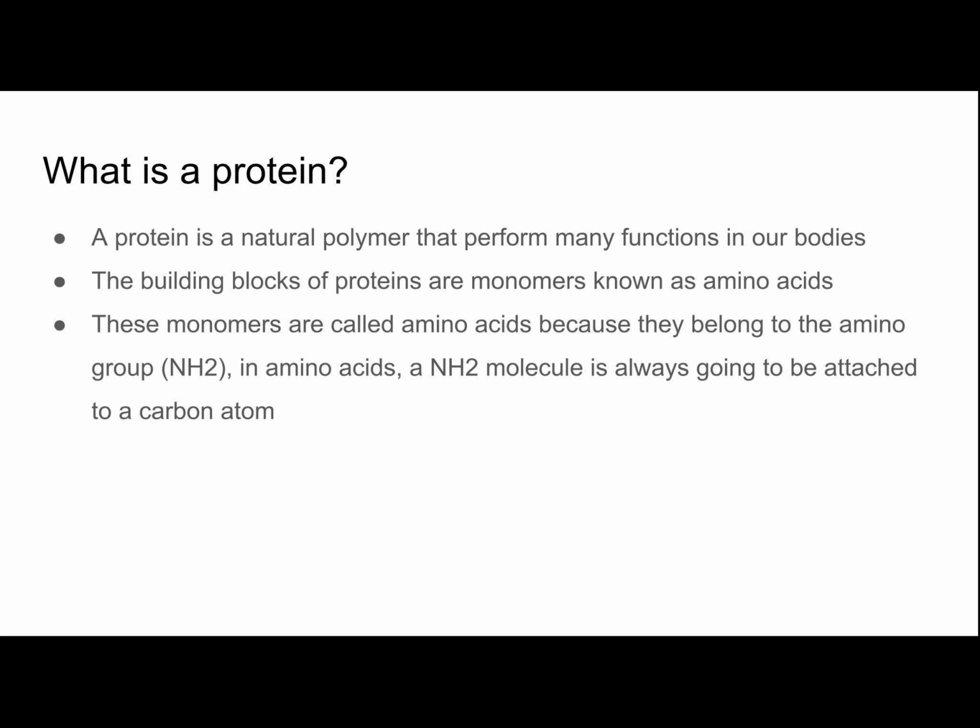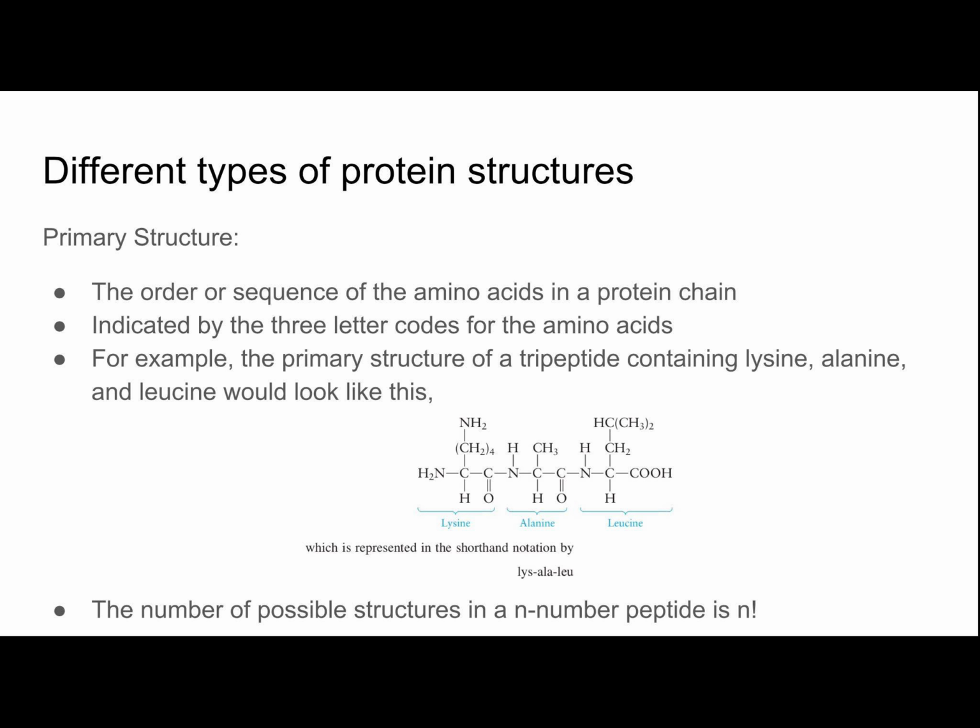So what are proteins? A protein is a natural polymer that performs many functions in our bodies. The building blocks of proteins are monomers known as amino acids. These monomers are called amino acids because they belong to the amino group NH2. And in amino acids, an NH2 group is always going to be attached to a carbon atom. There are 3 main different types of protein structures. The first is a primary structure.